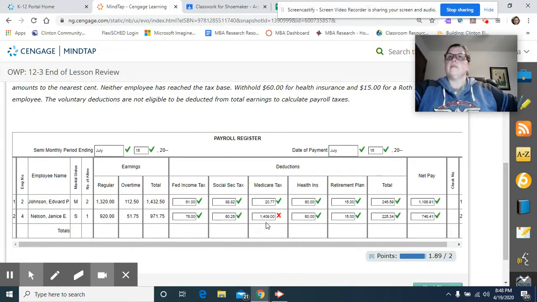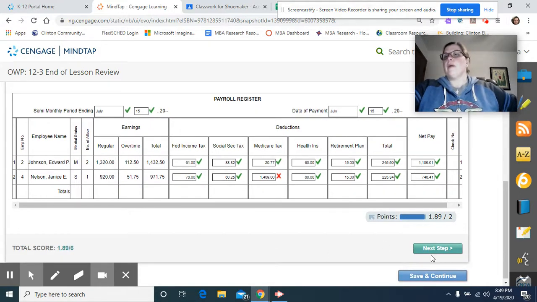What did I do wrong there? Oh, yep, I got a 0. I fat fingered it. It should be 149.07. Medicare tax. Nope, it should be, I typed in the totals. It should be 60.25 for Medicare tax. Oh no, it's $14.09. So it didn't catch my dot. So, okay, again, that stuff is super important. And so that should be $14.09. That's way too much of a deduction.